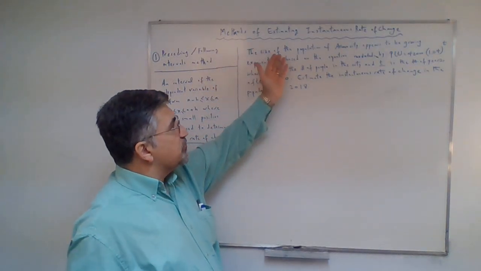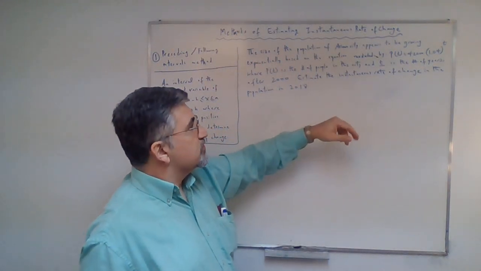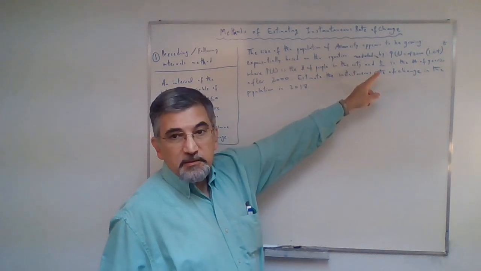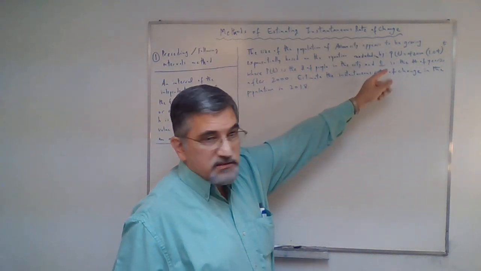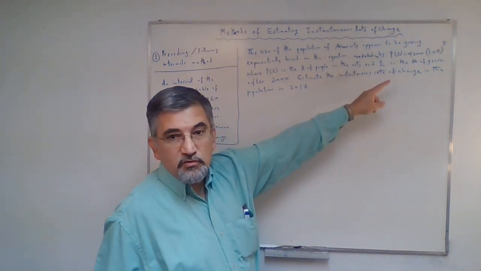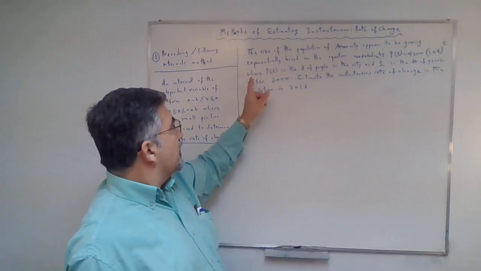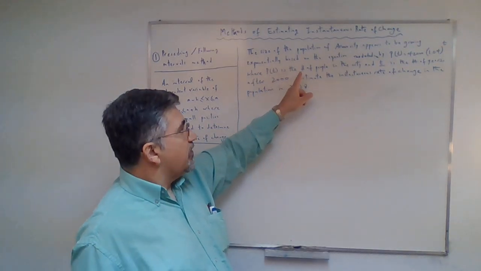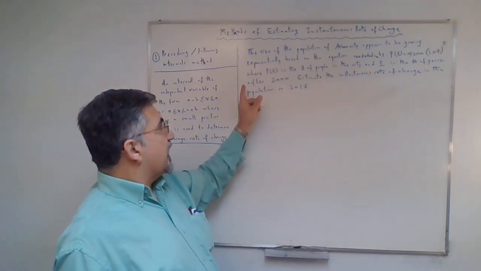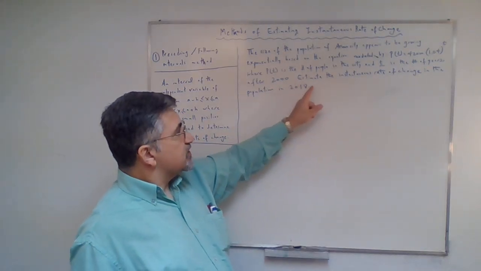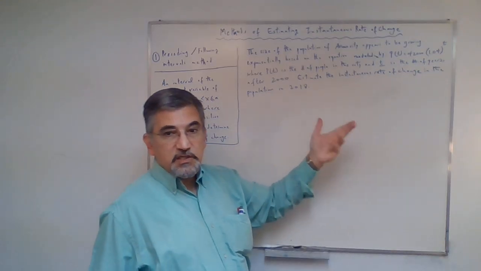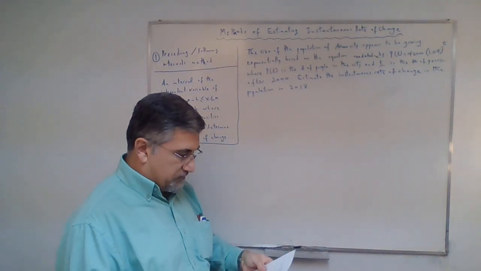So it says the size of the population of Armo City appears to be growing exponentially based on the equation modeled by P of t, that's again function notation, 42,000 times 1.04 raised to the exponent of t, where P of t is the number of people in the city and t is the number of years after 2000. Estimate the instantaneous rate of change in the population in 2018. That's what the question says.